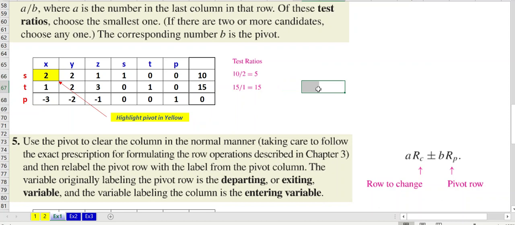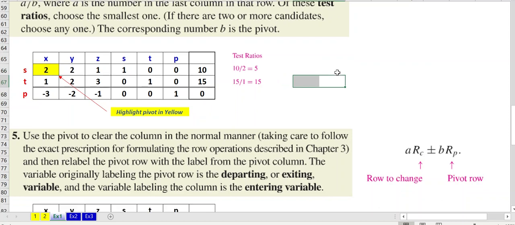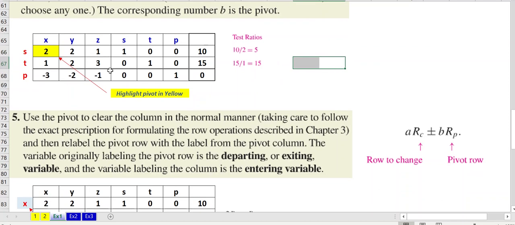Now we get to a little bit more like the linear algebra that we've learned in the last unit, because the next step is to use the pivot to clear the column in the normal manner. In other words, we're going to use Gauss-Jordan elimination now to clear the column. So you remember what we did in linear algebra.